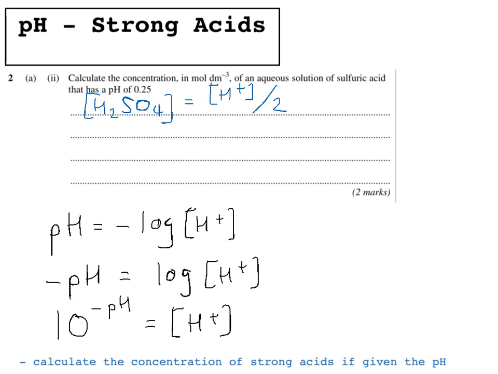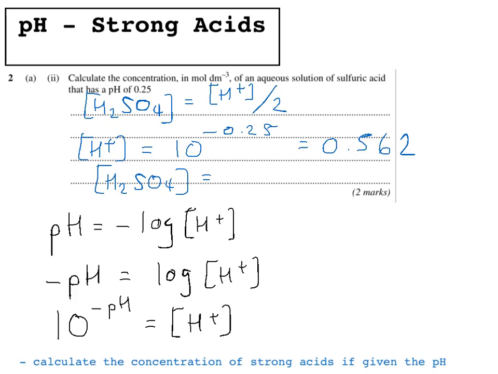So if we go from the pH expression, we're going to say that the concentration of H plus equals 10 to the minus pH, and in this case that's 10 to the minus 0.25, and that gives an answer of 0.562. Then the concentration of H2SO4 will equal the concentration of H plus divided by 2, as discussed before. So that's 0.562 divided by 2, which equals 0.281. And that's our answer, 0.281 moles per dm cubed.